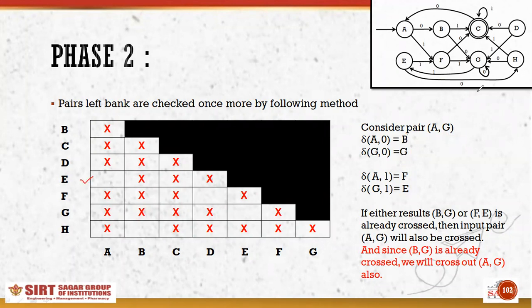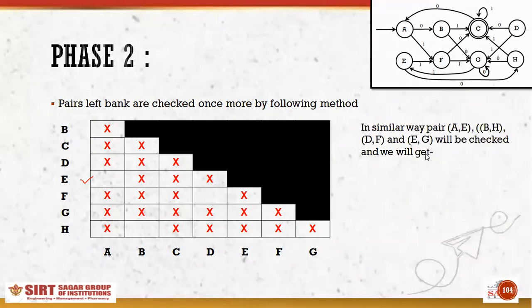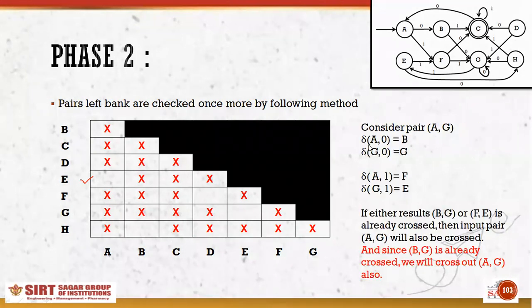The next blank spot is AE. Now I will check the same thing for AE. On giving 0 to A, I am reaching B, and on giving 0 to E, I am reaching H. So the answer is BH. I will find out whether BH is crossed or not. No, BH is not crossed. Now I will give 1 to it. On giving 1 to A, I am reaching F, and on giving 1 to E, I am again reaching F.